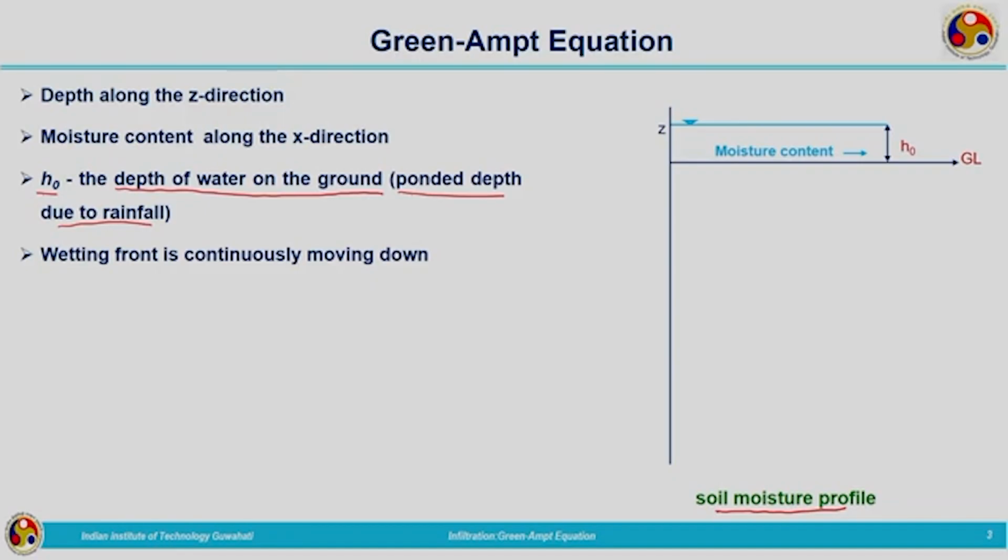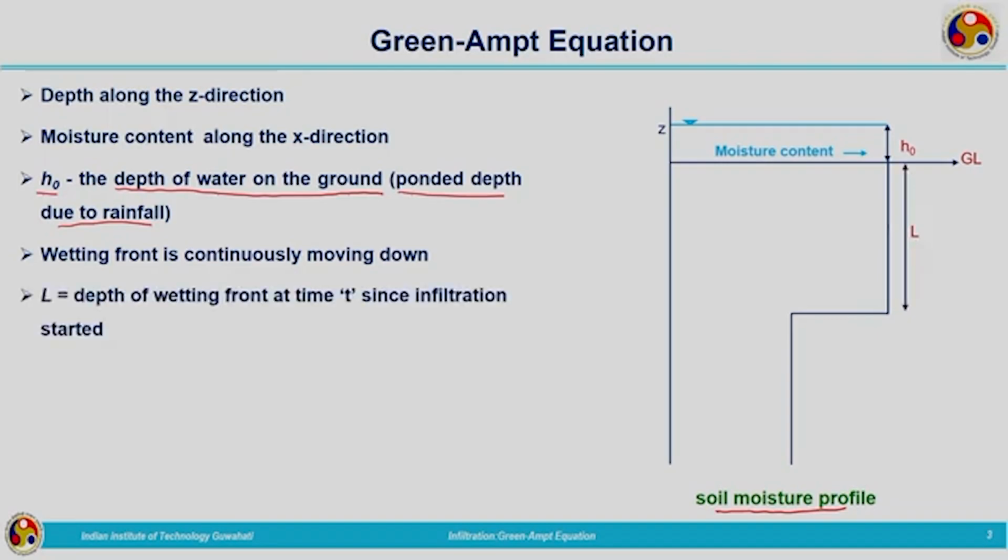Now, what we are assuming is that the wetting front is continuously moving down. This is a sharp wetting front, moving continuously in the downward direction as the rainfall infiltrates into the ground, and it is considered to have a depth of L. That is, at a given time t, we consider a wetting front at a depth of L. In the beginning of infiltration, the length is 0, and as the water infiltrates into the ground, at time t we can consider the depth of the wetting front to be capital L.